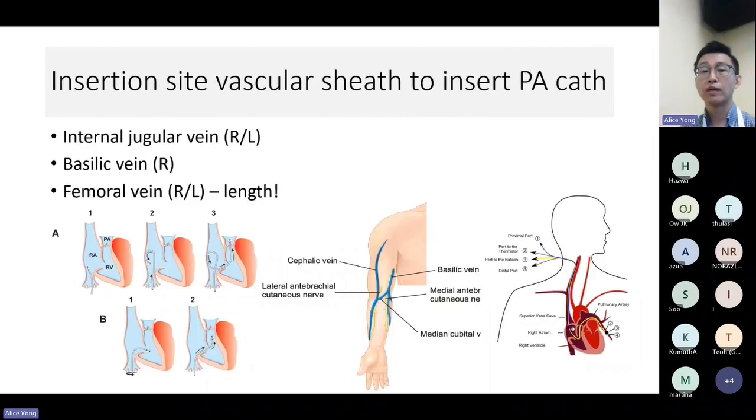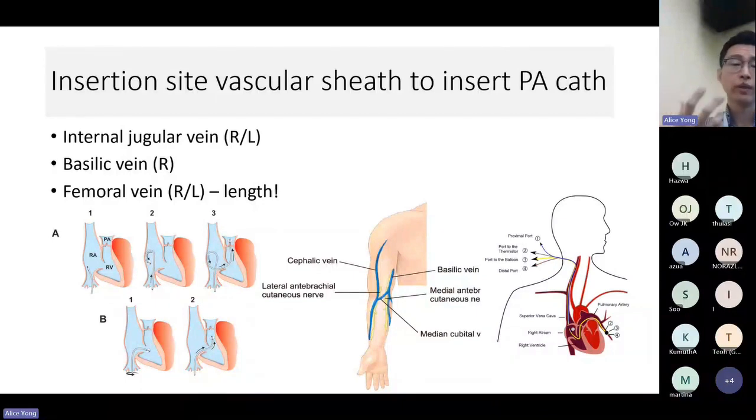Okay. So where do we poke our vascular access for our patients? Generally we can use 3 ways. Number 1 is through the internal jugular vein, which I think is the way to go, to make it easier for us to pass the tube in, especially for the Swan-Ganz. And number 2, we sometimes can use the basilic vein, which is still invasive, but I think the compression is easier.